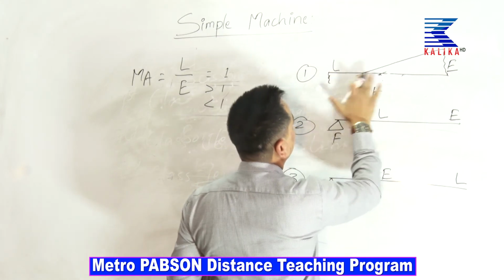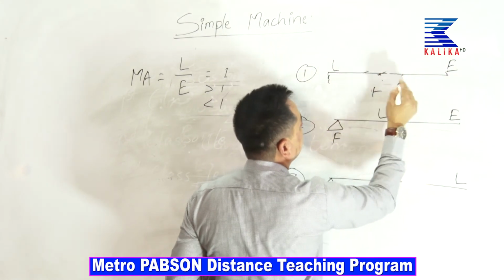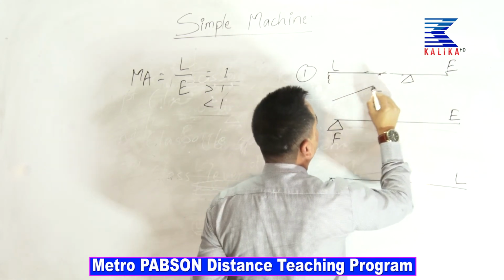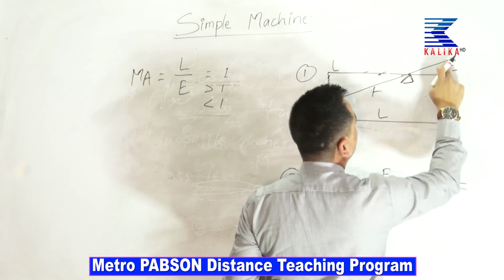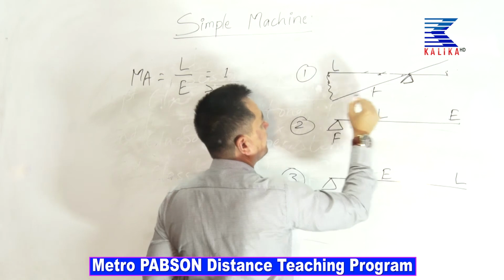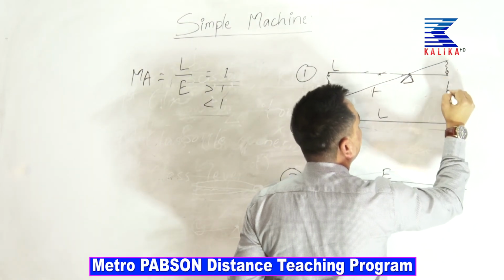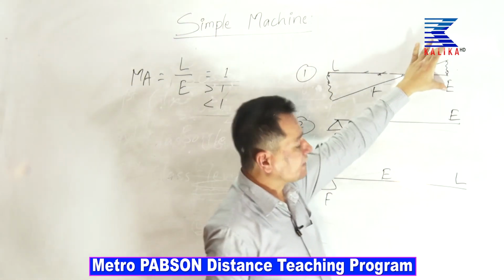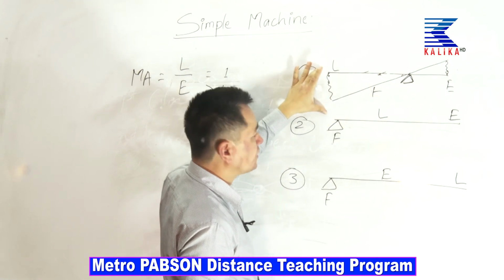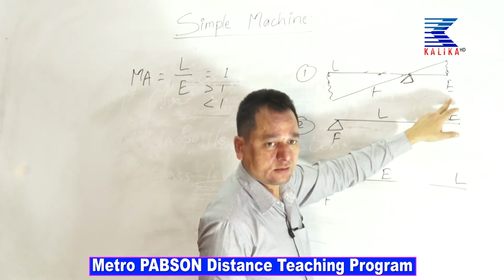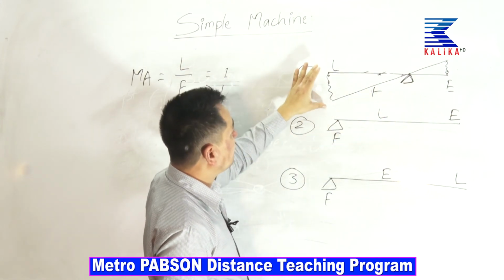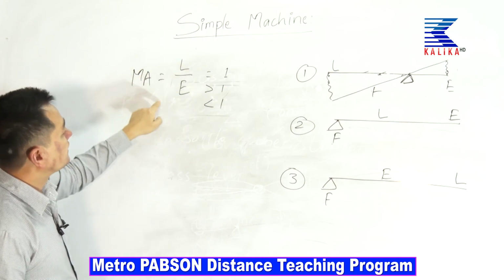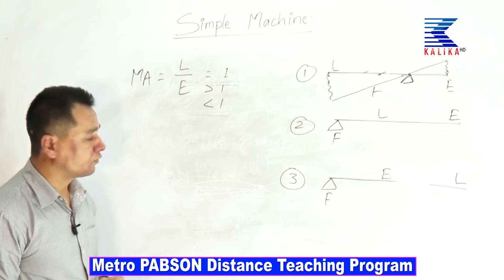Similarly, if this fulcrum lies towards effort, what happens? See, in this case, the effort distance is smaller than load distance. So when our effort distance is smaller than the load distance, then effort required is always much greater than the load overcome. If so, this fraction or mechanical advantage, it is always less than 1, right?